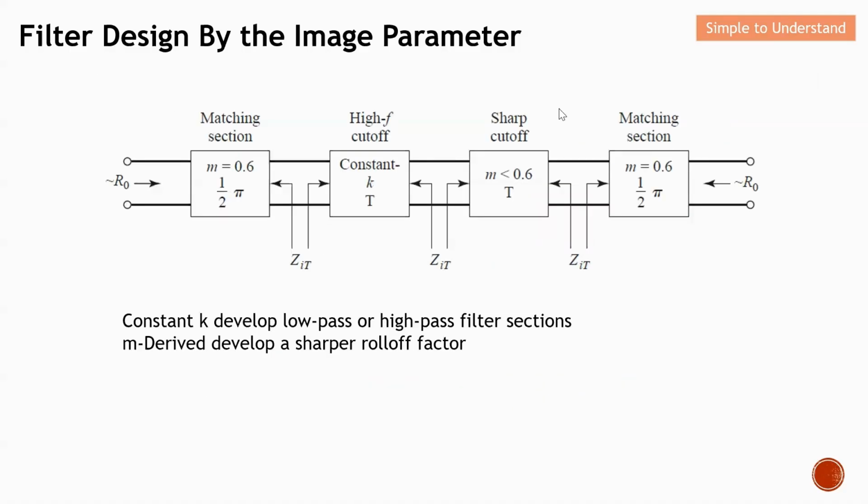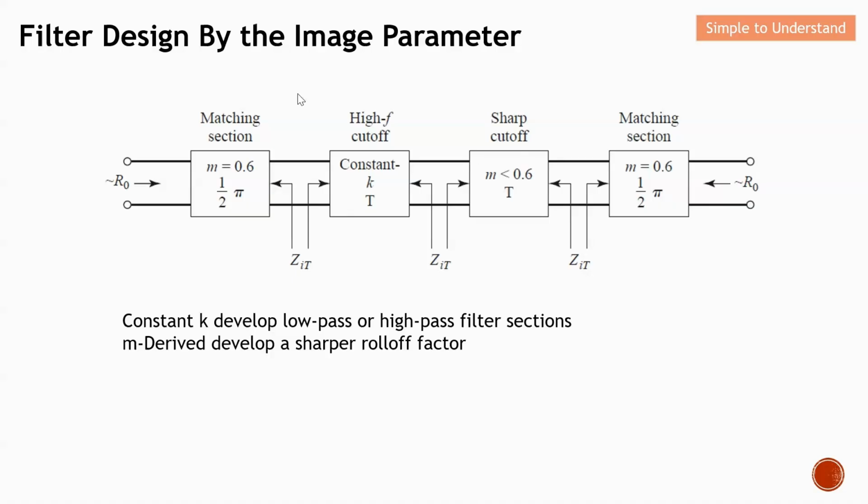This diagram here shows the cascading of different functions of filter design. Let's come to this constant K first. This constant K specifies the passband and stop band. So in short, this constant K determines whether it is a low pass filter or a high pass filter. Next will be the m-Derived section. The typical function of this m-Derived section is to develop a sharper roll-off. With this section, you can design a pole at whatever frequency. With this, you can imagine that you are going to achieve a better cutoff frequency.